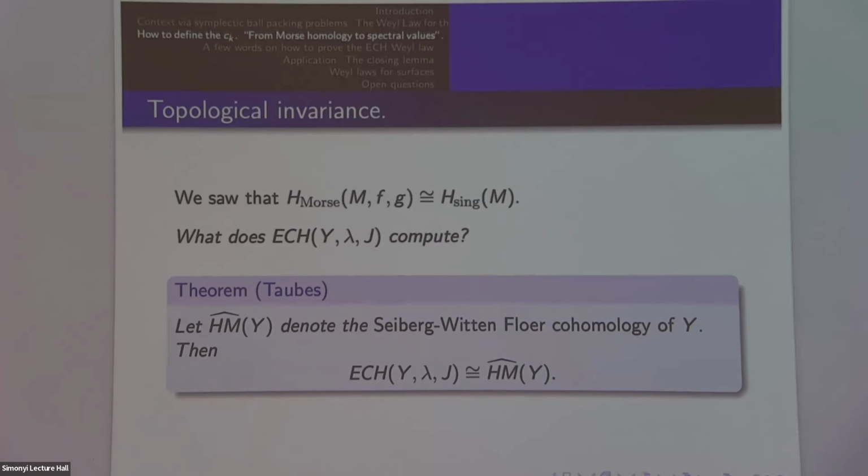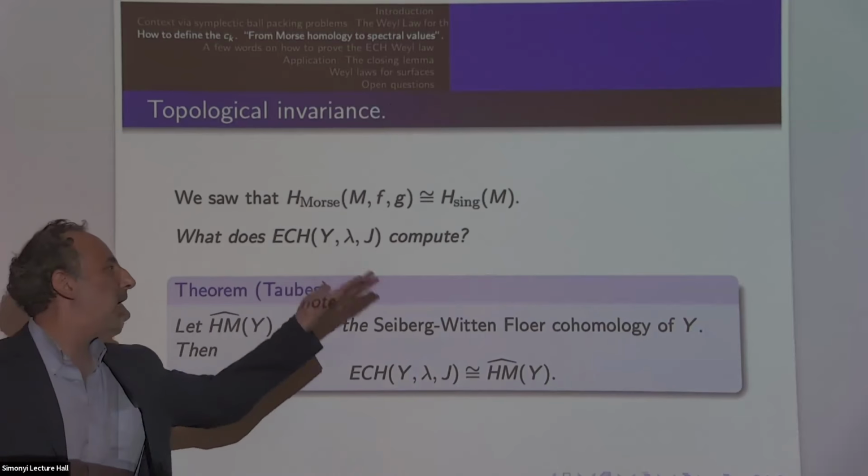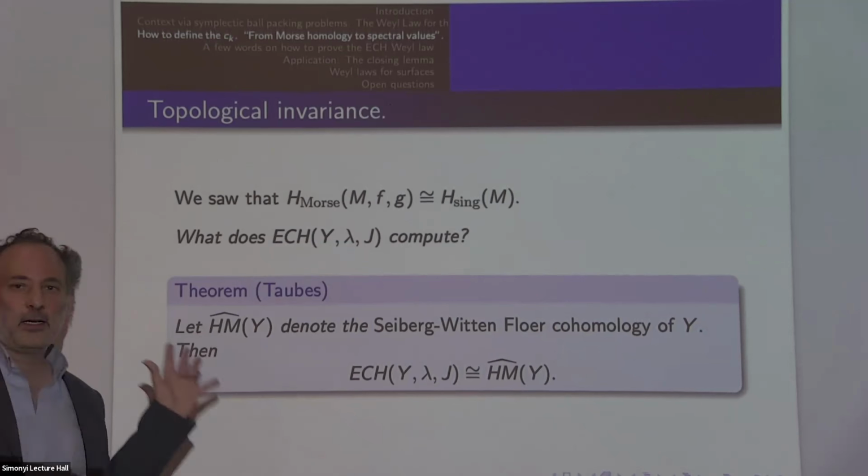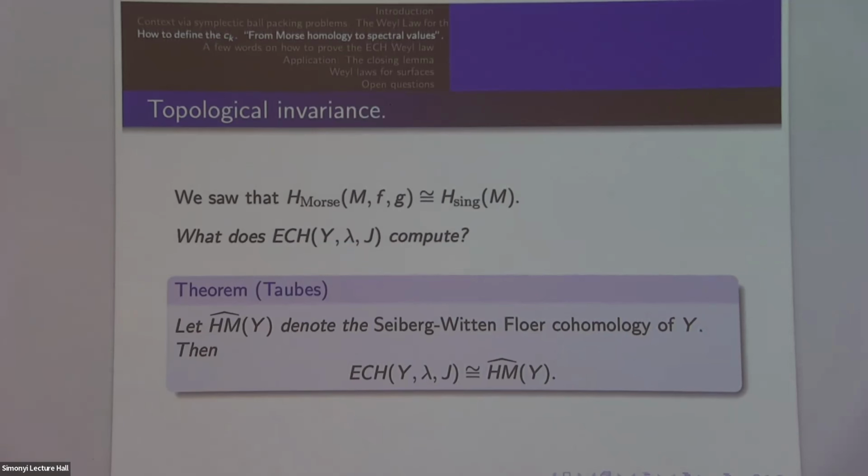The Morse homology, of course, makes sense for any manifold, the singular homology. Seiberg-Witten-Floer cohomology is a special invariant of 3-manifolds, and we don't know what the Seiberg-Witten-Floer cohomology of a 5-manifold should be. But the reason we made all these choices is that's what we get when we compute embedded contact homology this way. Okay, so are there any questions about that?